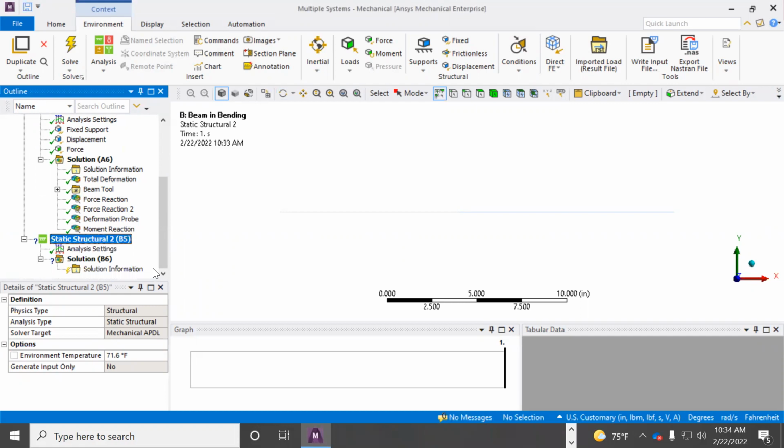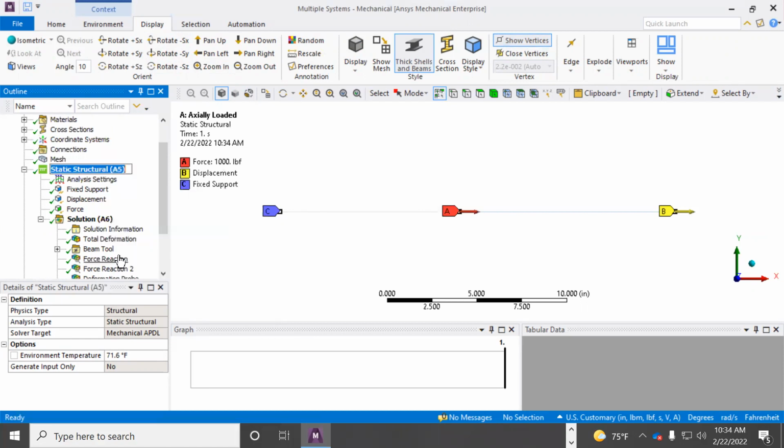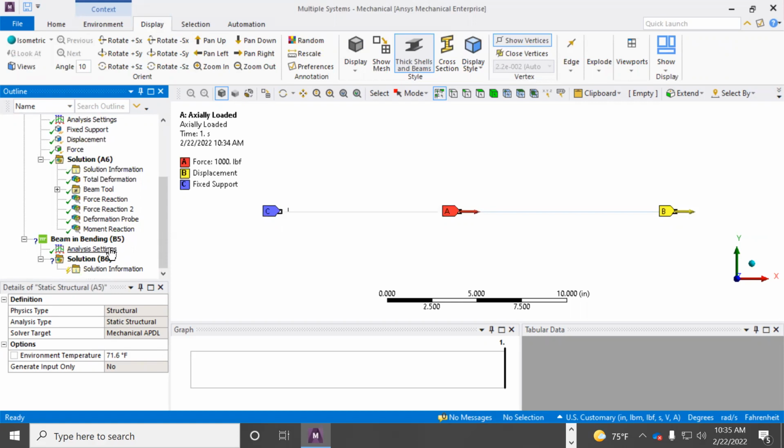So when I go to static structure here, I get to define my supports. And I want to make sure I can see my points. So I'm going to go to display. And I want to select show vertices. So now I can see my points. I go back to static structure 2, which by the way, I can come here and rename it as beam in bending. And the top one, I'm going to rename it to axially loaded. Okay. So we have axially loaded and beam in bending.